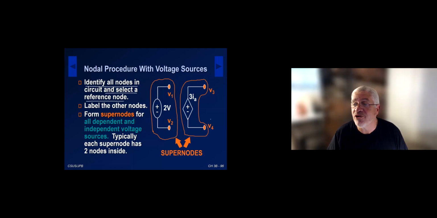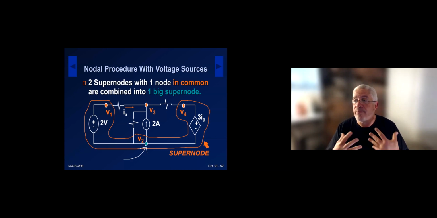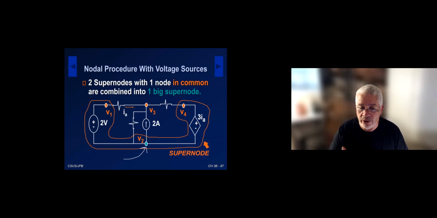So that's the first thing we do. In the case when we have two voltage sources that share a common node, and I don't mean that it's in series or in parallel, I'm just saying share a common node. In the case of the node that I'm pointing to, we're going to combine those supernodes into a larger supernode.